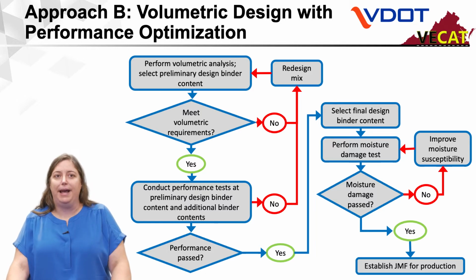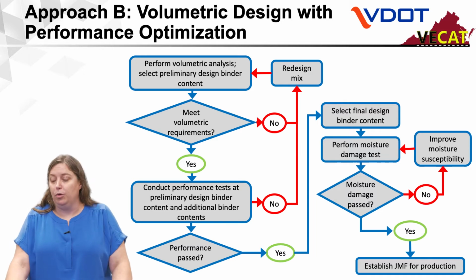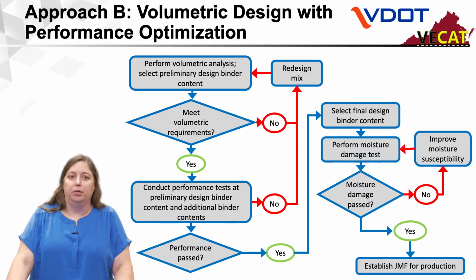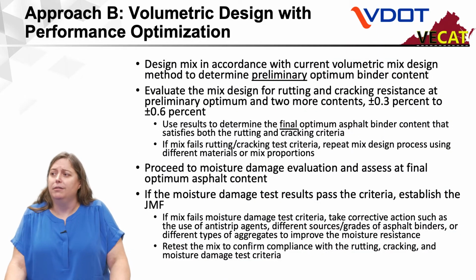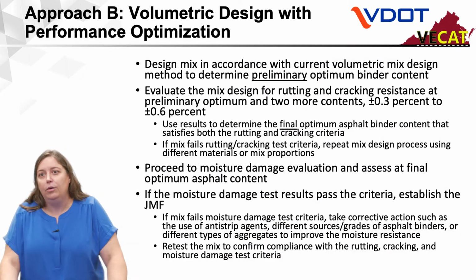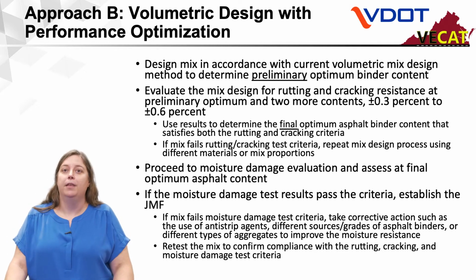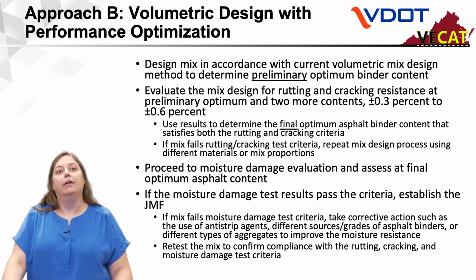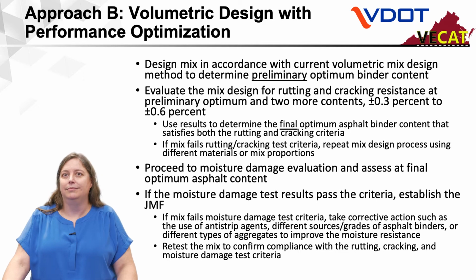If our performance passes, we're going to select our binder content, we're going to do a moisture test, and then we're going to move on to production. So it's baby steps. First we design, then we start choosing our optimum using performance. And again, this slide spells this out in more detail than the flowchart.